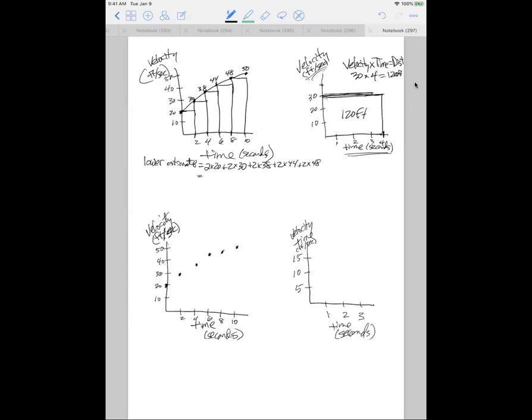If I factor out all the 2's, we have 20 plus 30 is 50, 88, 132, and it turns out to be 180, which gives us 360 feet. That's the low estimate. All right, let's do the same thing on the high end.